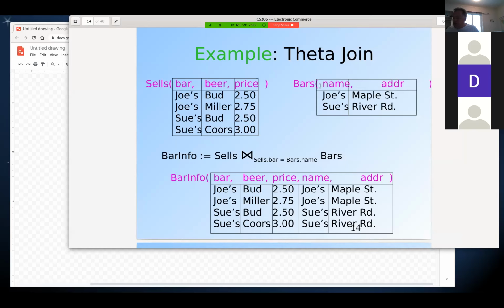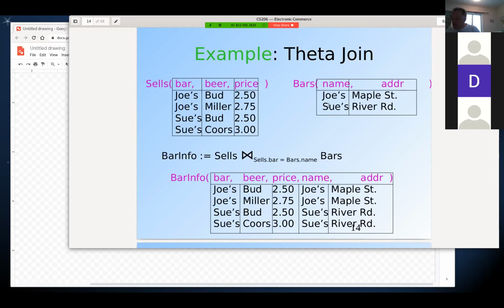8. Very good. But look, there's only 4 tuples here, right? Because now we have 8 tuples that come out. So for instance, we have Joe's Bar matched with this tuple, and we have Joe's Bar matched with that tuple. But notice when we match Joe's Bar with that tuple, it doesn't really make much sense because this is Joe's bar and this is Sue's bar.